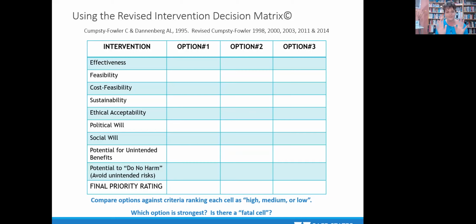Knock yourself out. It's fine. Seriously though, are any of these fatal cells? Is any one of these criteria something that if it's less than high means that that option has to go? It's off the table. What do you think? I'll tell you in a little while, but I'm sure you figured it out.